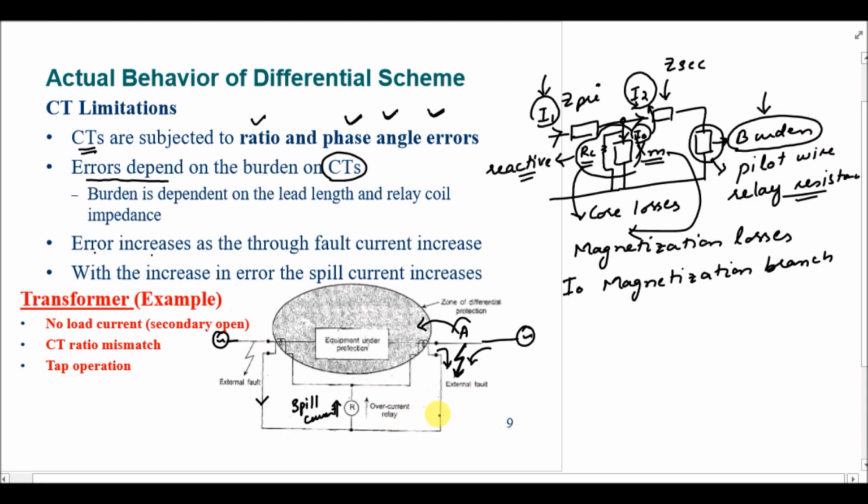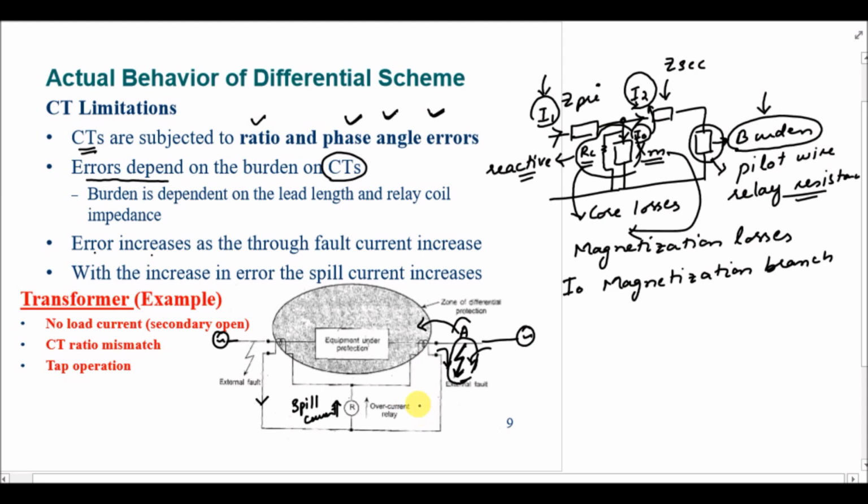So with the increase in the through fault current, the spill current increases, and there is a chance that in some cases when the fault current is so high, the spill current may have a greater value with respect to the plug setting of the overcurrent relay that is being used in the differential protection scheme. So if the spill current is greater than the plug setting of the relay, then the relay will operate, but this is an external fault, so the relay should not operate, right?